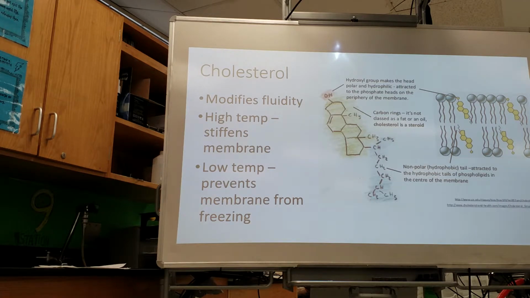Cholesterol is also good because it can help modify the fluidity. It will help to stabilize the membrane. So if your temperature goes high, it'll help stiffen it so it doesn't move so much that your cell starts falling apart. At a low temperature, it's going to keep your membrane from freezing, which is good. When you're trying to maintain homeostasis, if I stuck you in the middle of Antarctica, you don't want your cell membranes to freeze. You want them to be able to be fluid.